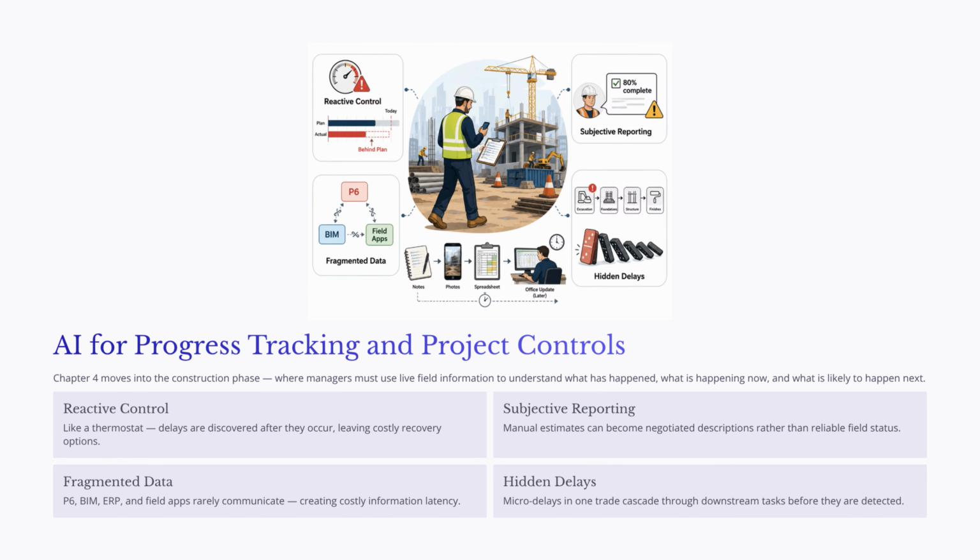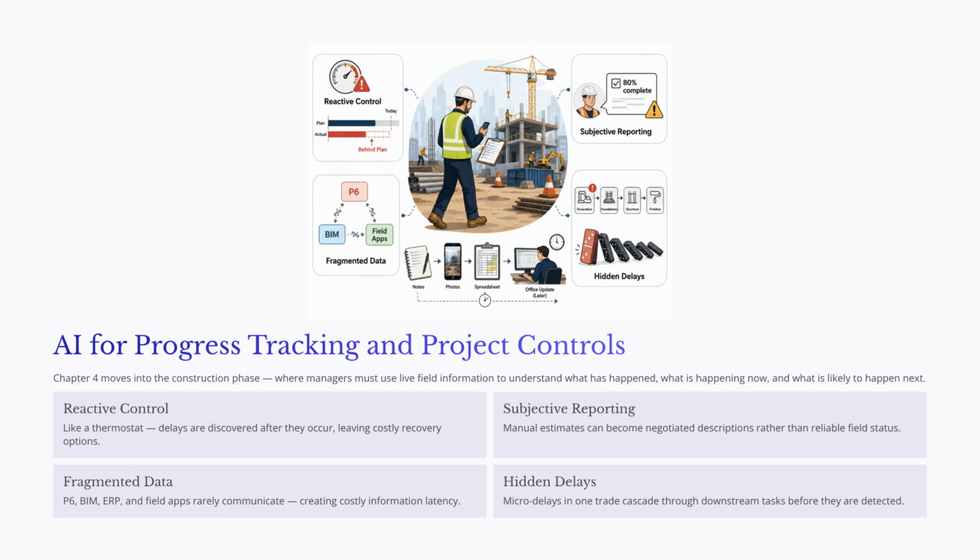Second, progress reporting can be subjective. A subcontractor may report that an activity is 80% complete for several weeks, even though the remaining work is blocked by coordination issues or missing information. Third, construction data is often fragmented. Schedules may be in Primavera P6, design data may be in BIM, cost information may be in an ERP system, and field updates may be stored in separate mobile apps. When these systems do not communicate well, managers spend too much time reconciling data instead of making decisions.